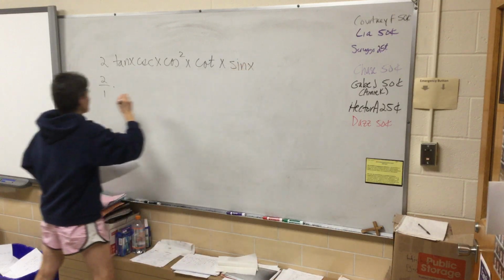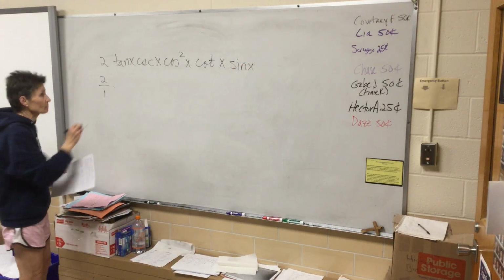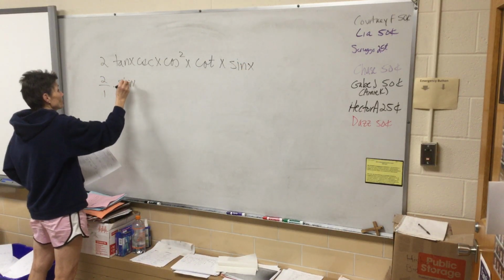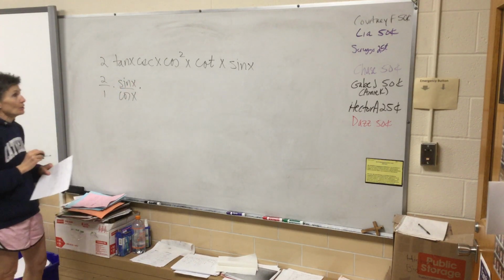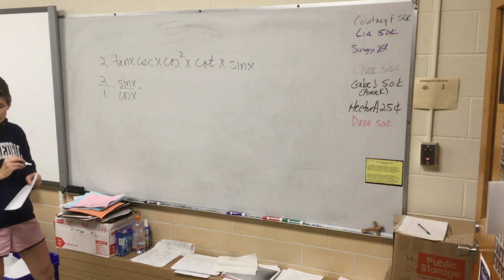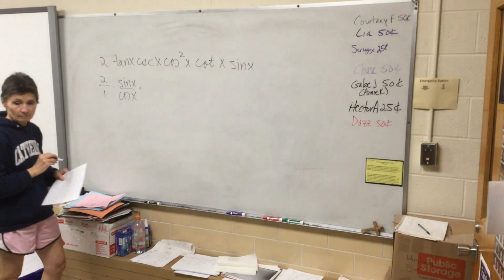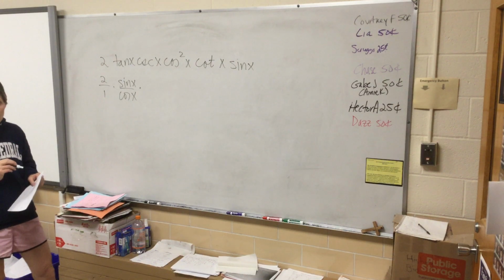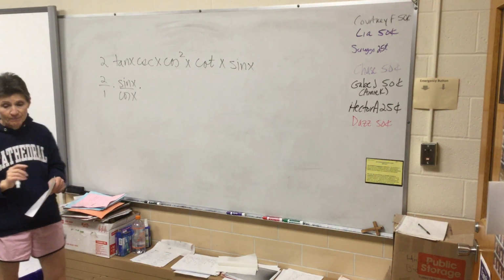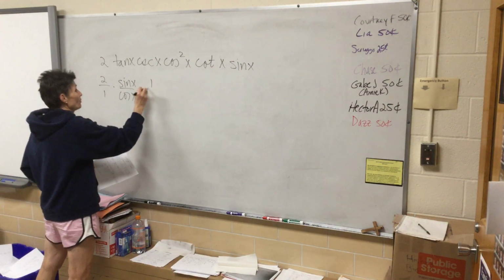What is tangent? Sine over cosine. Yep. Cosecant is 1 over sine. The cos do not go together. So it's 1 over sine.